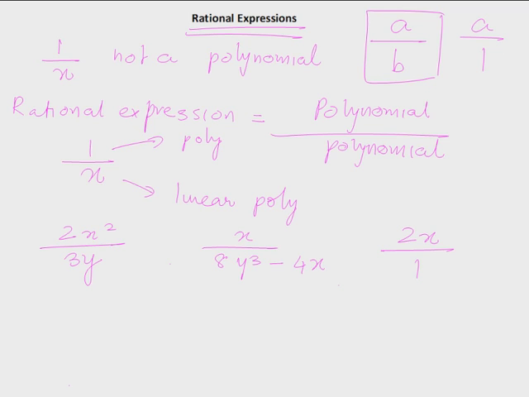Recall that rational numbers a by b, but we always specified b could not be 0 because you can't divide by 0. So that similar rule has to apply here. So a rational expression is a polynomial over a polynomial, but that polynomial isn't allowed to be 0.